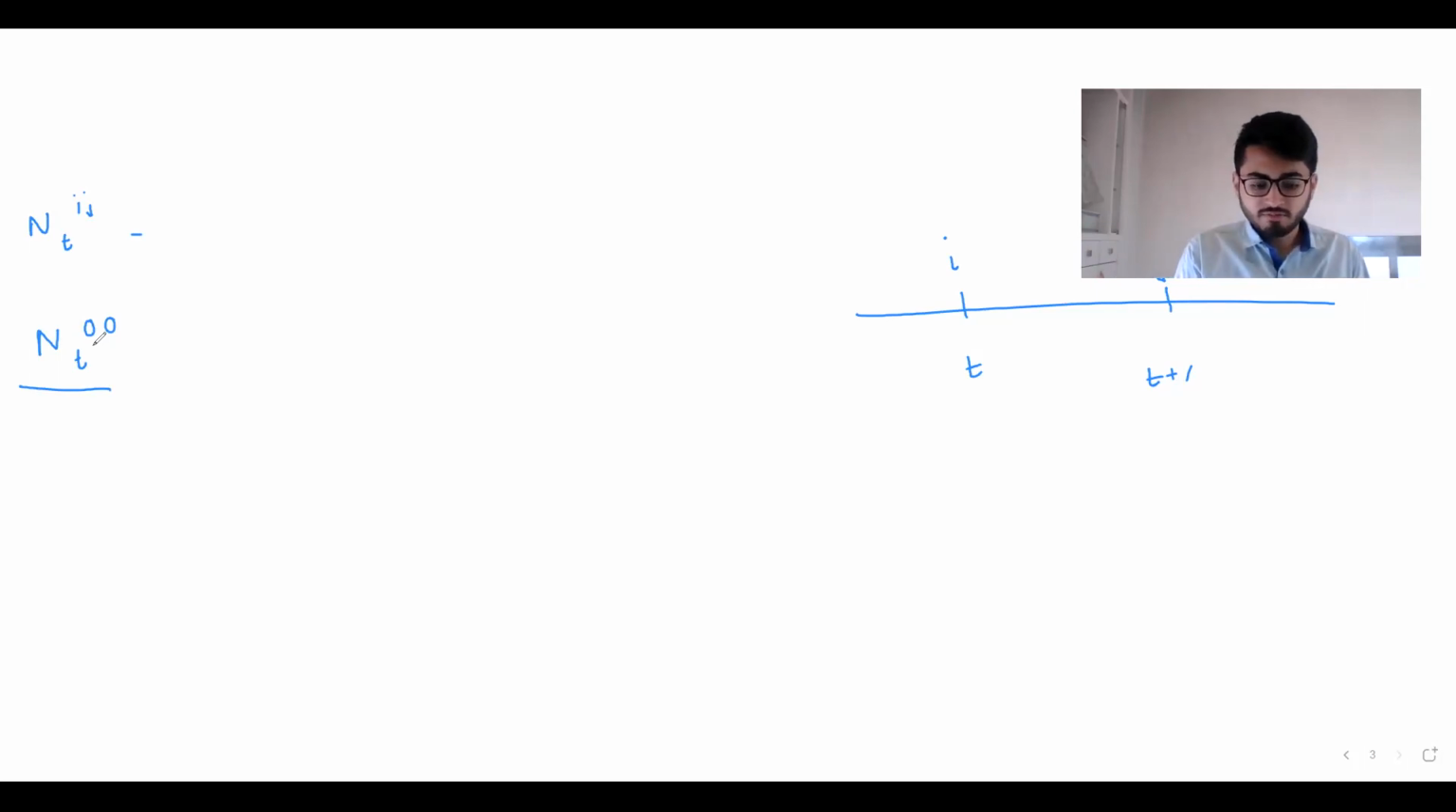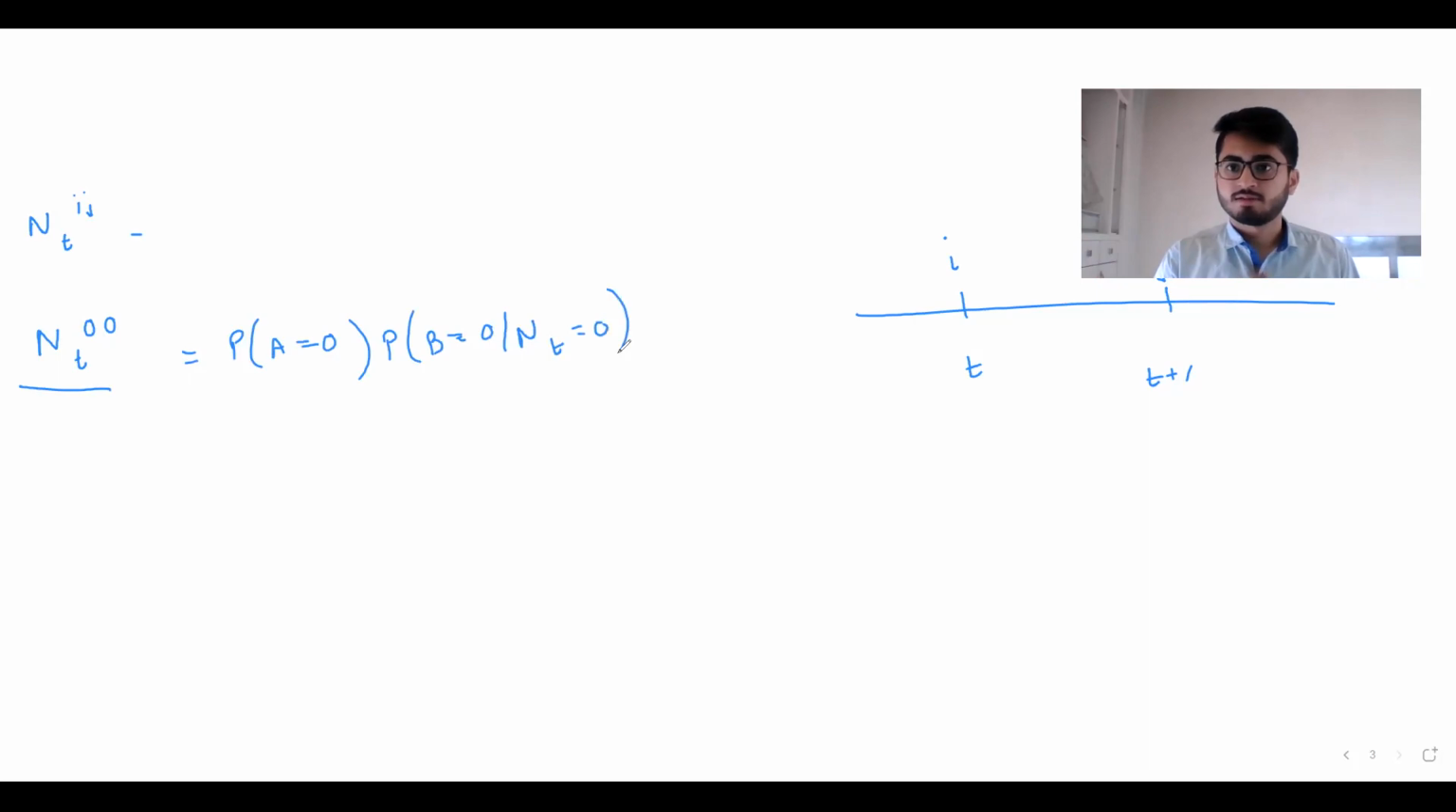So the probability of this will be probability A equal to 0, into probability, let's say, B equal to 0, given NT is equal to 0. Need to keep this in mind. Why? Because if there are 0 customers waiting in the queue, then it is certain that 0 customers would be leaving the queue. So mathematically, if you write it this way, it could be a lot easier for you all to understand and appreciate.